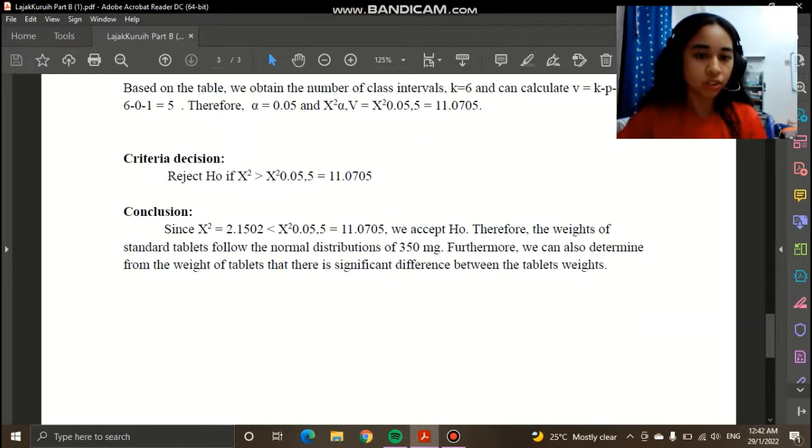So our conclusion is that chi-square is smaller than chi-square alpha v, so we accept H0. Therefore, the weights of standard tablets follow the normal distribution of 350 milligrams. Furthermore, we can also determine from the weight of tablets that there is a significant difference between the tablet weights, and the evidence that Lajak Laku tablets produced in December 2021 do follow the distribution.